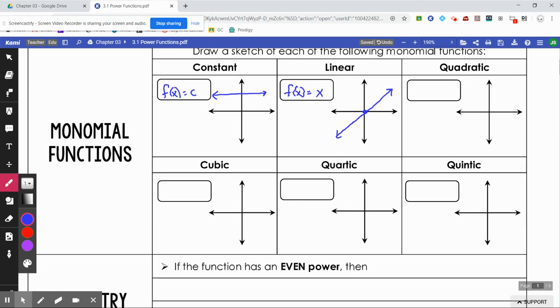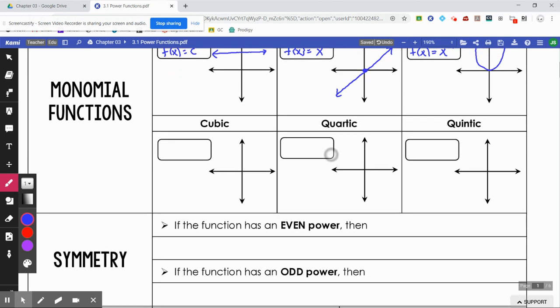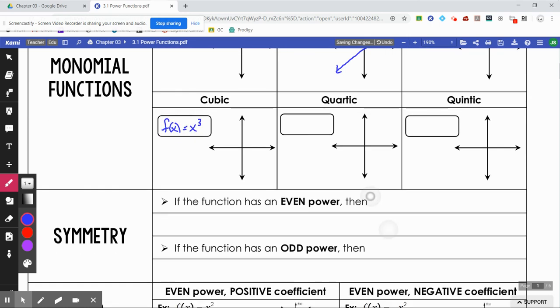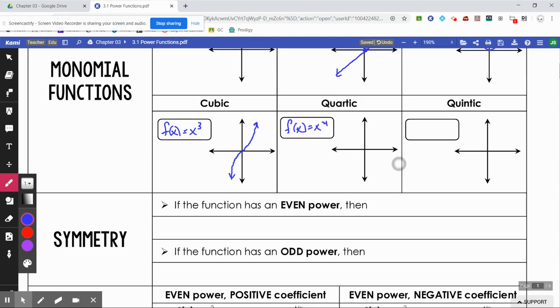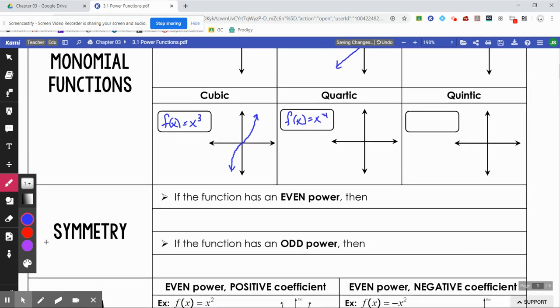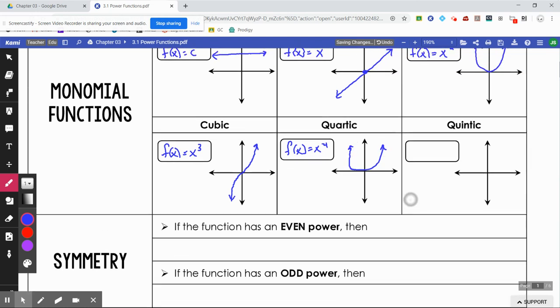Your next monomial function here is going to be f of x is equal to x to the second power, and that's our most basic parabola. We've seen those before. Cubic function, f of x is equal to x to the third. So our power function is to the third power. Looks something of this form. Quartic, f of x is equal to x to the fourth. Now this is going to look a lot like your quadratic function. The only difference is it's going to be a little bit flatter and it'll spike much quicker because you're raising those powers to a fourth power instead of a second power.